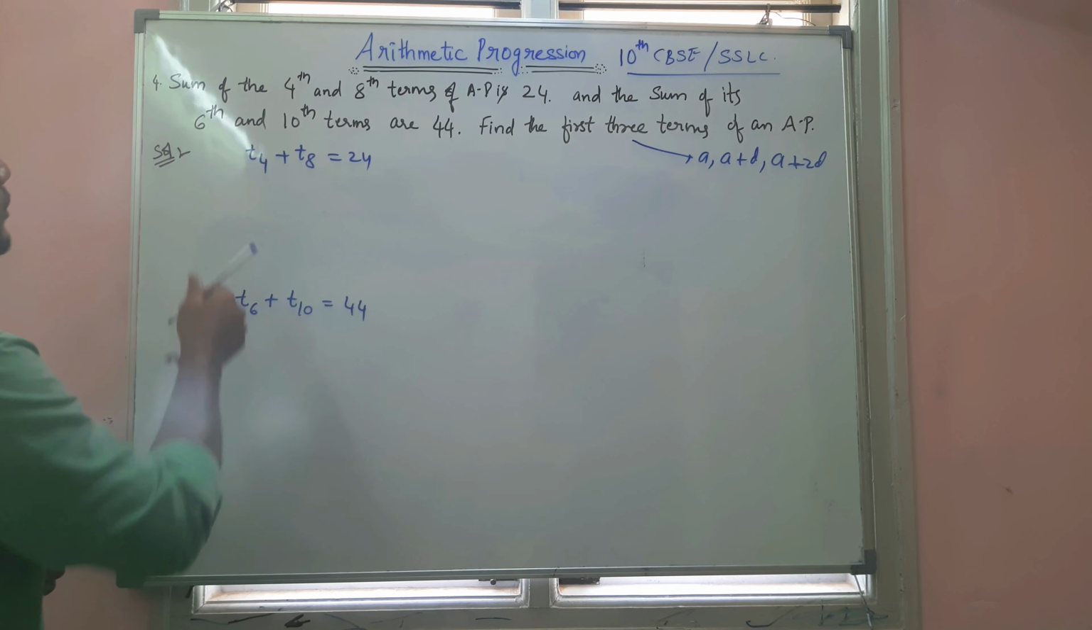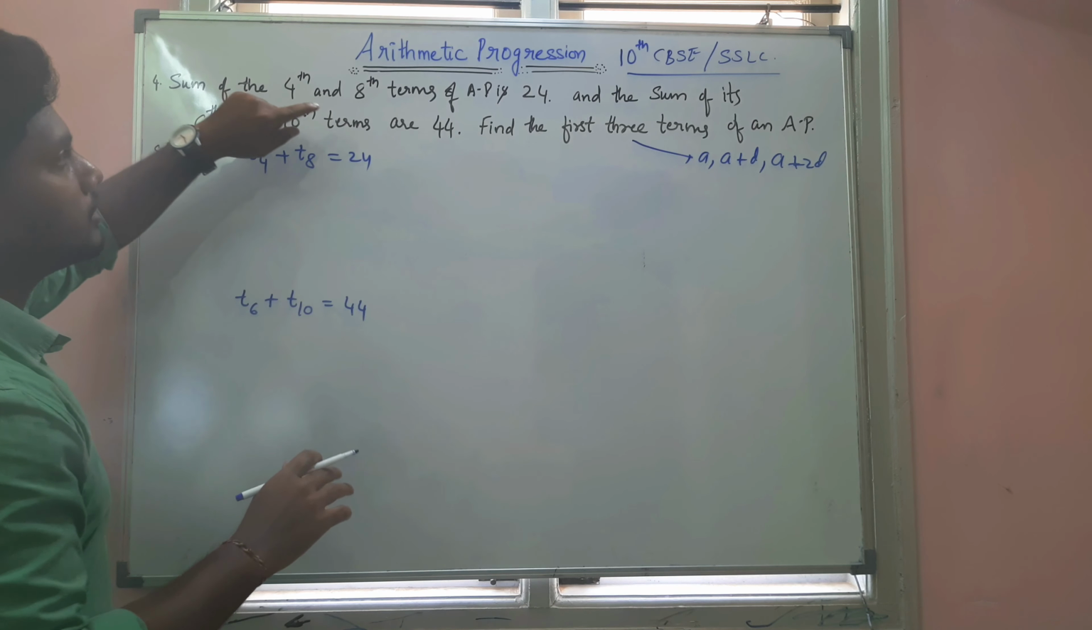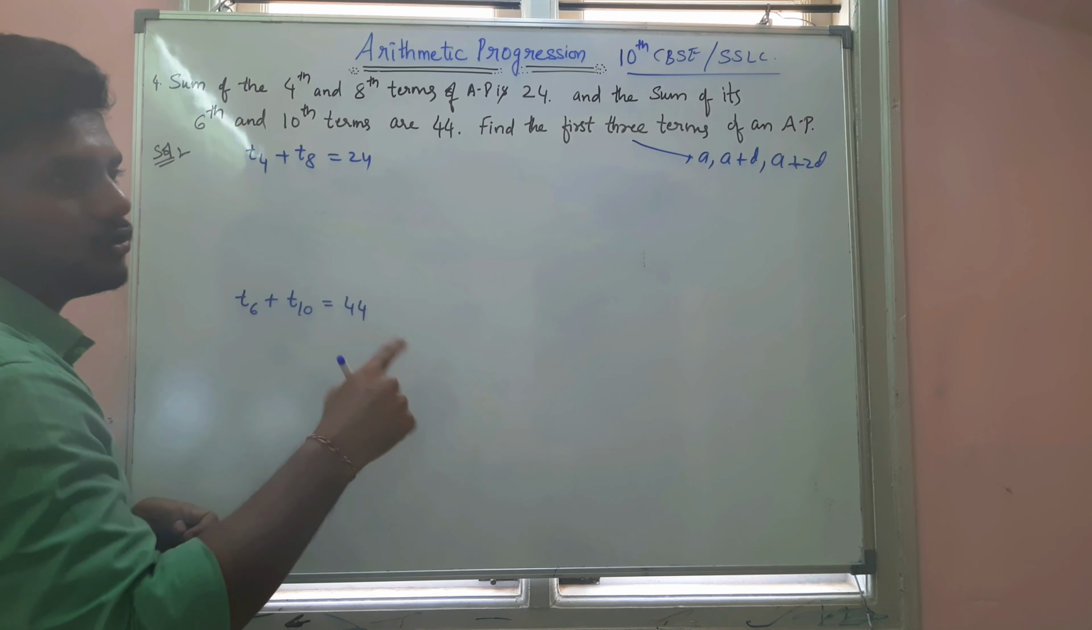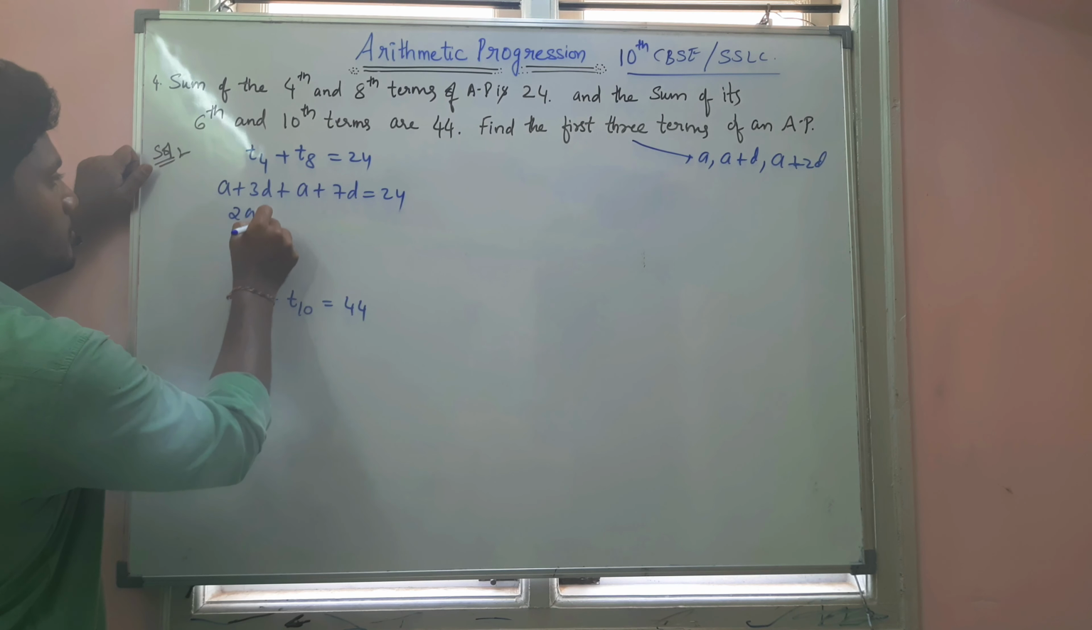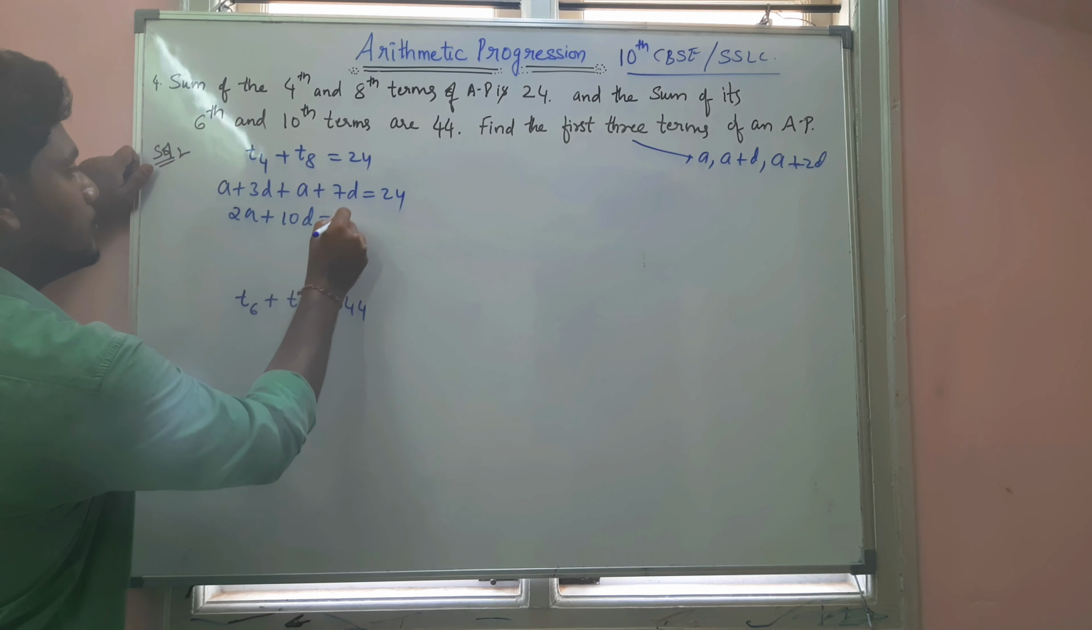Understood? So, as we know how to find T4, here they did not give the sequence like 2, 4, 6, 8 or 3, 6, 9, 12. But still we can find the first 3 terms by using this condition. The T4 formula, you know, is A plus 3D. The T8 formula is A plus 7D, equal to 24. So now it becomes 2A, A plus A, plus 3D plus 7D, it becomes 10D, is equal to 24. Taking 2 common on the left hand side, it becomes A plus 5D, and dividing 24 by 2, it becomes 12. So one of the equations we got is A plus 5D is equal to 12.